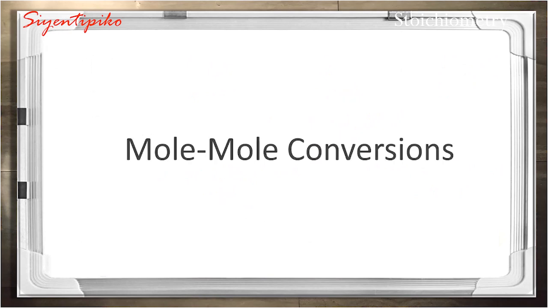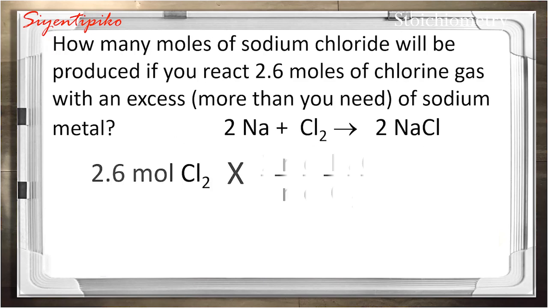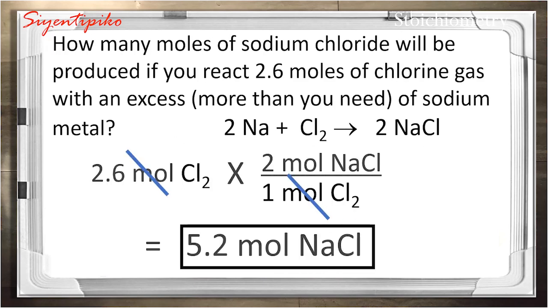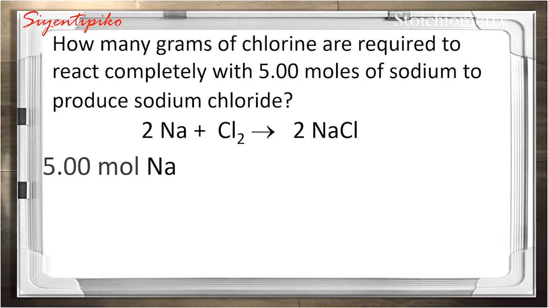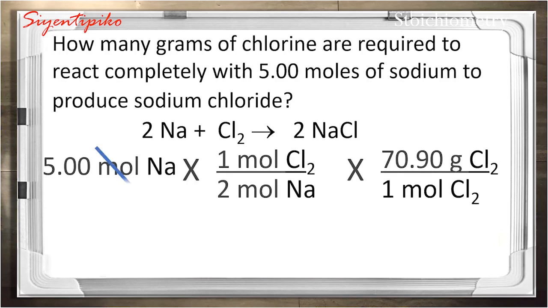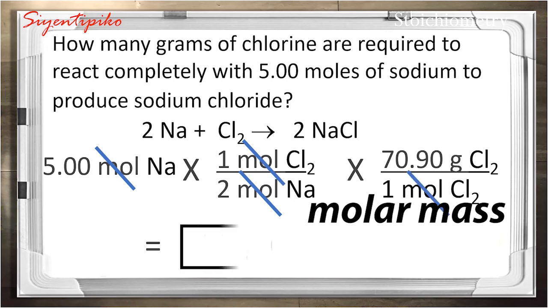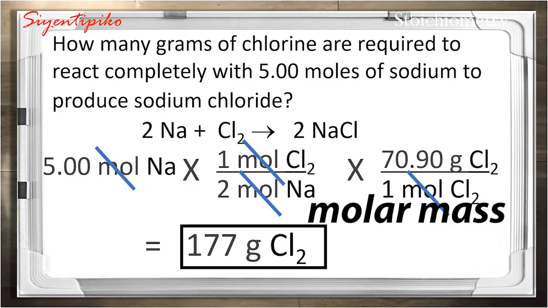Okay, let me give you another example here. For mole-to-mole conversions, we convert moles of one reagent to moles of another using a ratio of the coefficients of the balanced equation. For mole-to-mass conversions, most of the time in chemistry, the amounts are given in grams instead of moles. We still go through moles and use the mole ratio, but now we also use molar mass to get to grams.